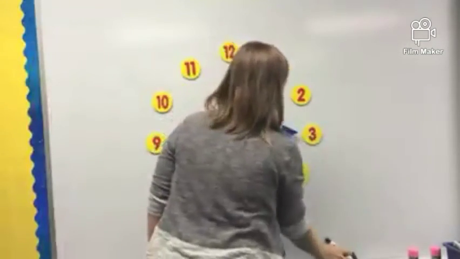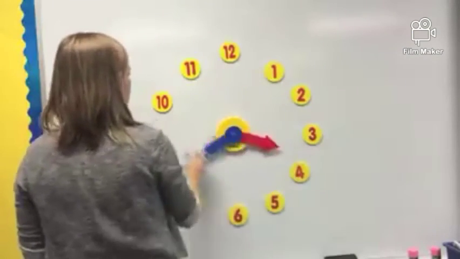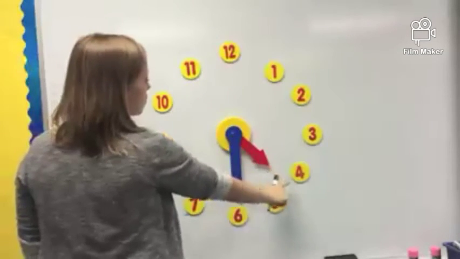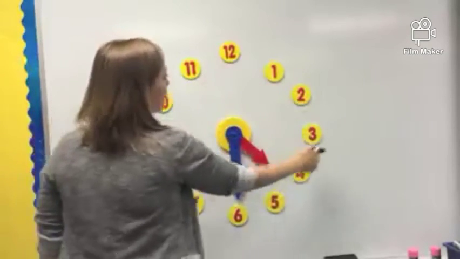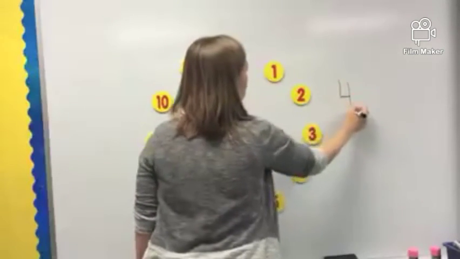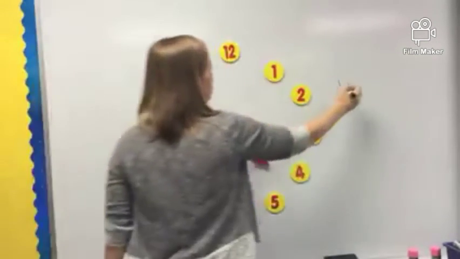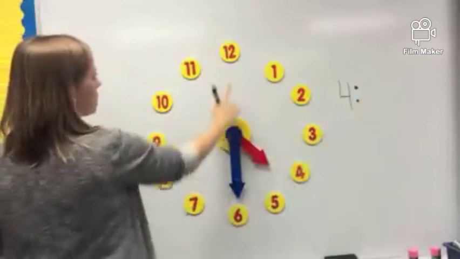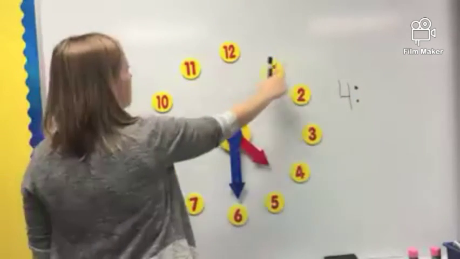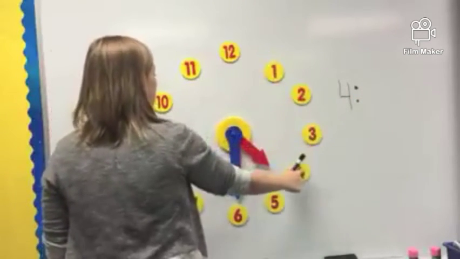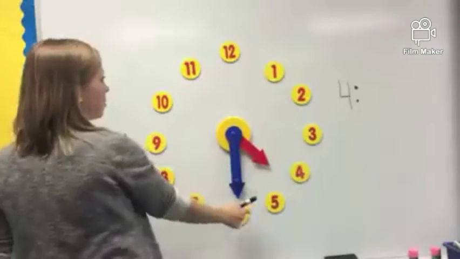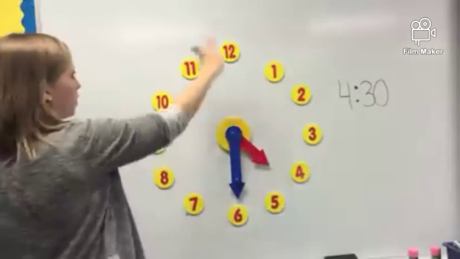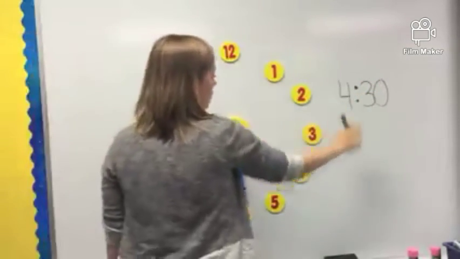Let's try another. Start with the short hand. The short hand's between the 4 and the 5, but it just passed the 4. So write down 4. The second step is to draw your 2 dots. Your third step is to count by 5s to the 6, starting with the 12. 5, 10, 15, 20, 25, 30. Write down 30. This clock here shows the time as 4:30.